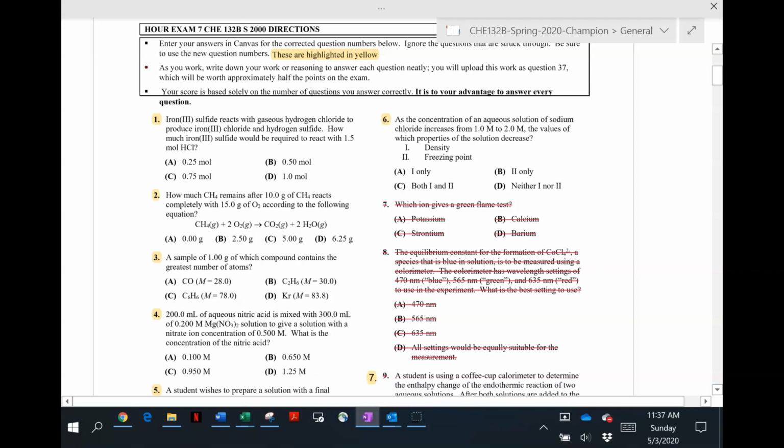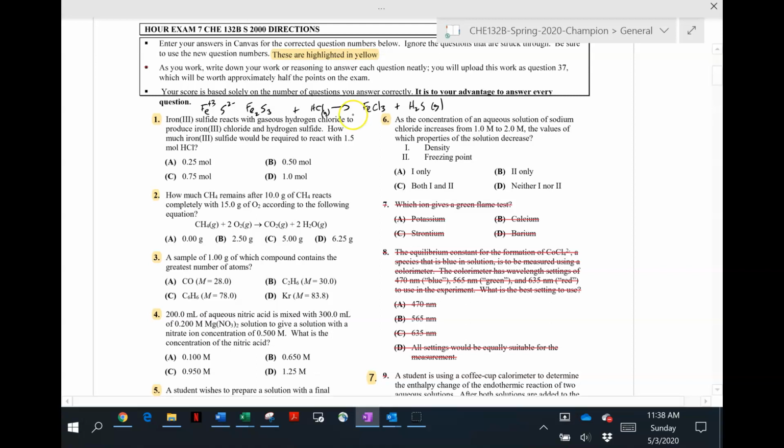So number 1 here, we have iron 3 sulfide reacting with gaseous hydrogen chloride. So that's iron 3 sulfide is going to be iron, of course that's +3, sulfur 2 minus, so that's Fe2S3. And that's reacting with hydrogen chloride, and that's in the gas phase. And that's going to produce iron 3 chloride, so that's going to be FeCl3, and hydrogen sulfide. Hydrogen sulfide is H2S, that's a gas as well. And we need to balance the equation.